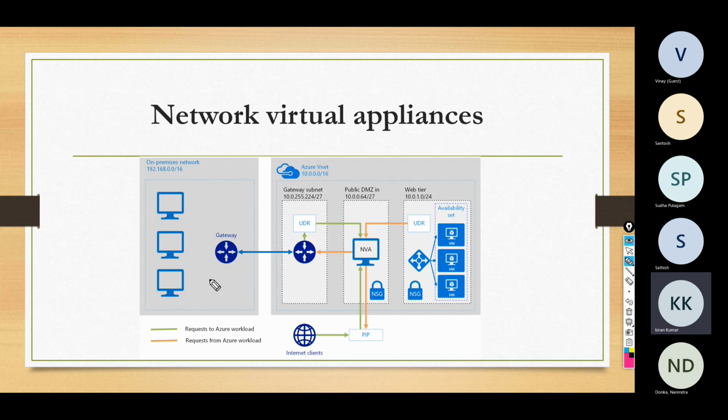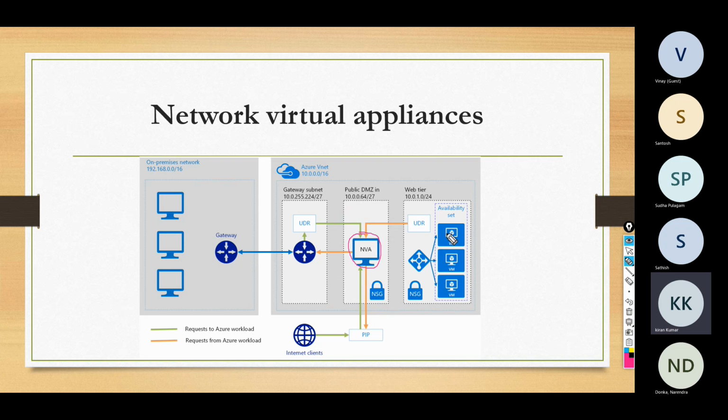I don't want it like this. By default, this is the system route, but I don't want it like this. I want a network virtual appliance. That means it might be a firewall or a third party appliance or whatever it may be. Anything you can treat it as. We can call it the virtual appliance. This is a network virtual appliance.